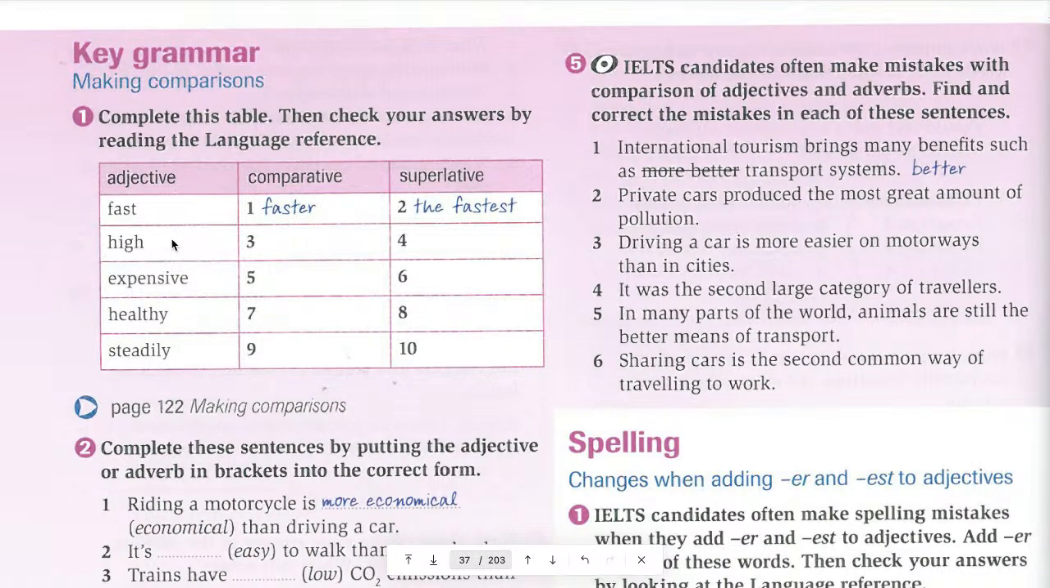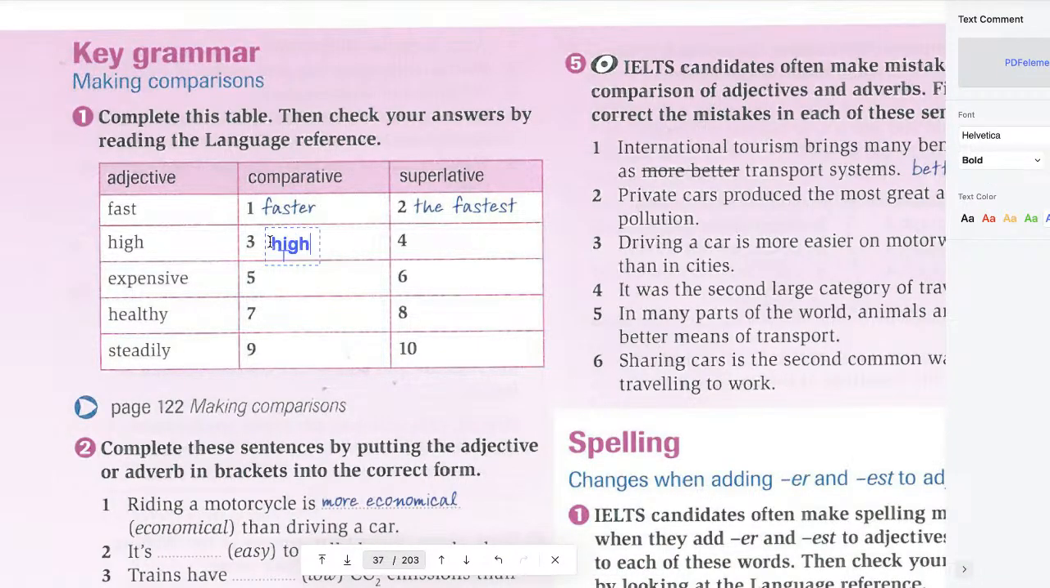How about high? What is the comparative form of this? Okay, yes, of course, that is higher. Wait, give me a sec. This is key grammar, right? Key grammar, exercise 1, right? Okay, so number 3, that is higher. Okay, how about the superlative form of that one? Yes, the highest. Okay, you can write there.